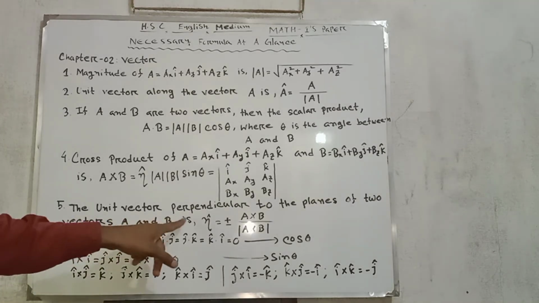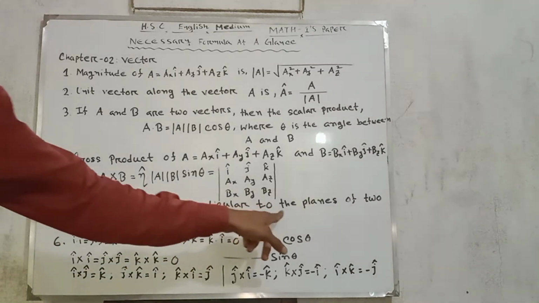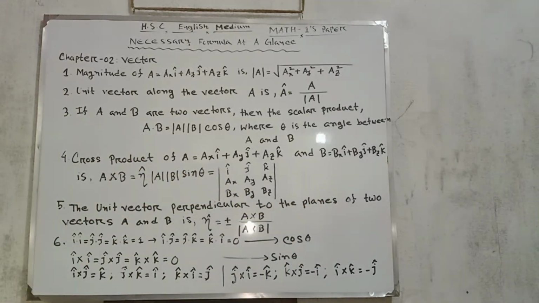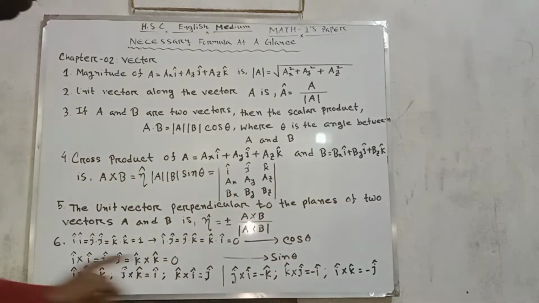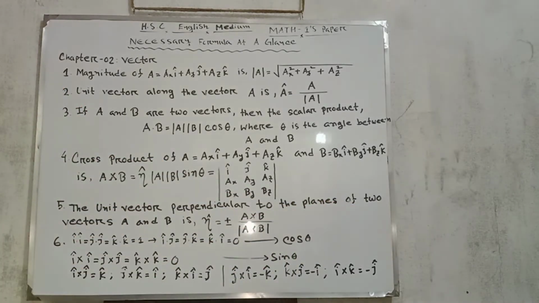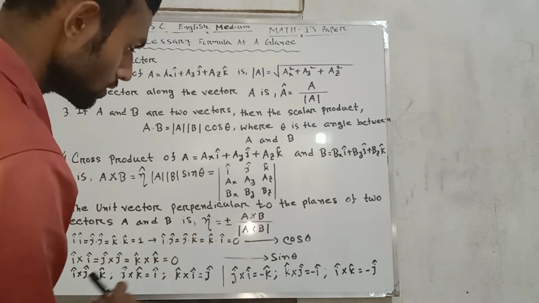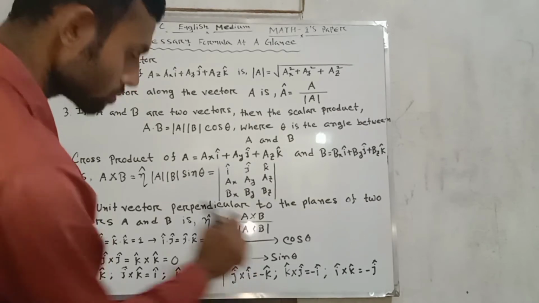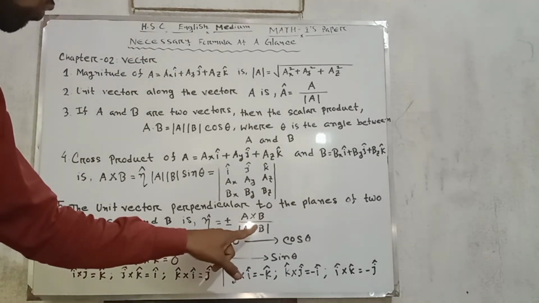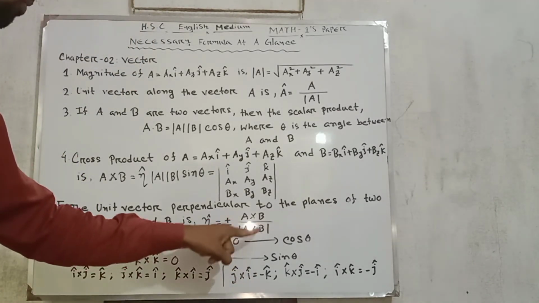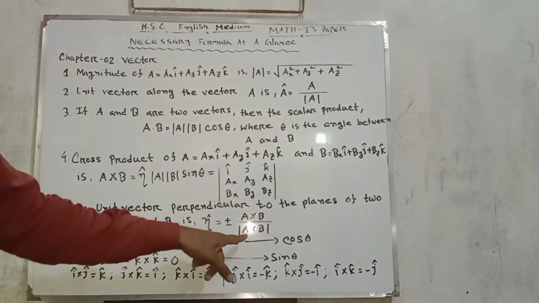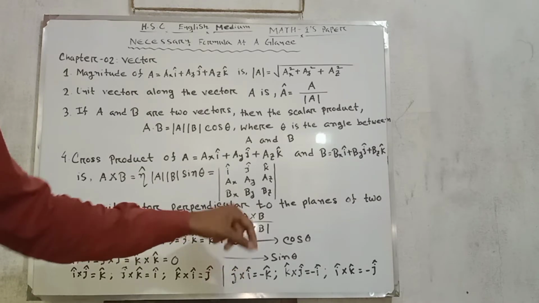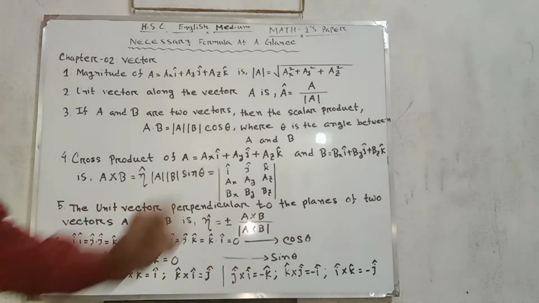Okay. Next, formula 5: the unit vector perpendicular to the plane of two vectors. Unit vector perpendicular to the plane of two vectors A and B is eta equals plus or minus A cross B upon modulus of A cross B, that means the value of A cross B.